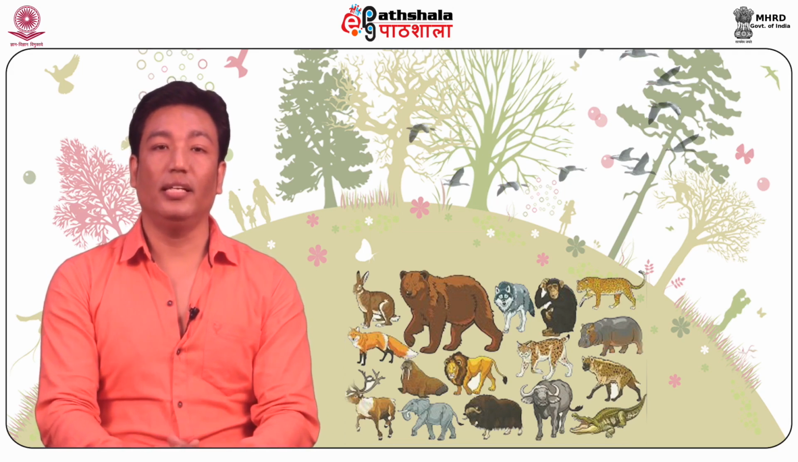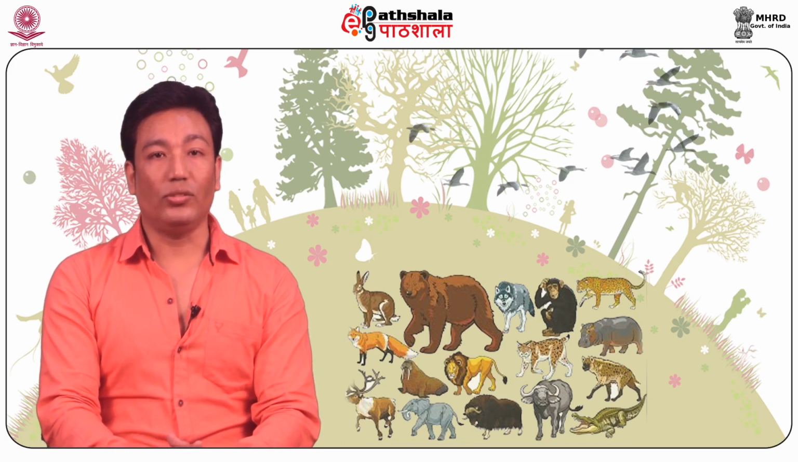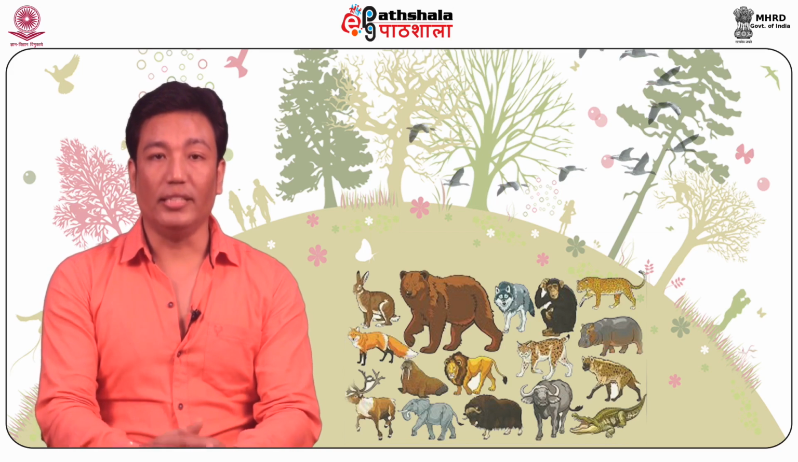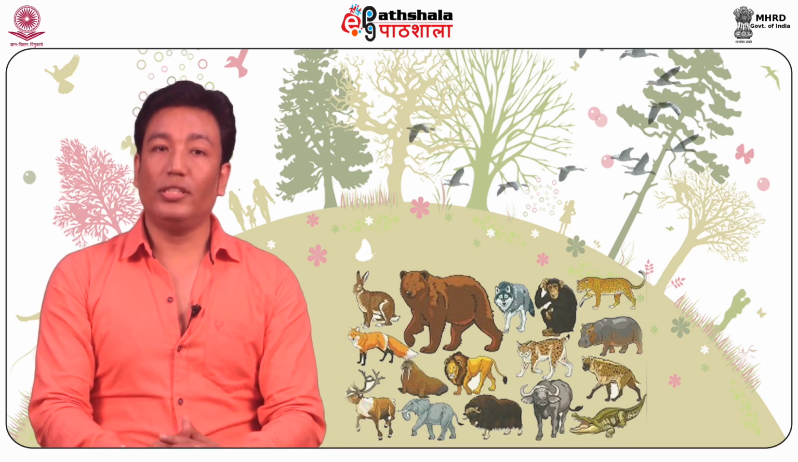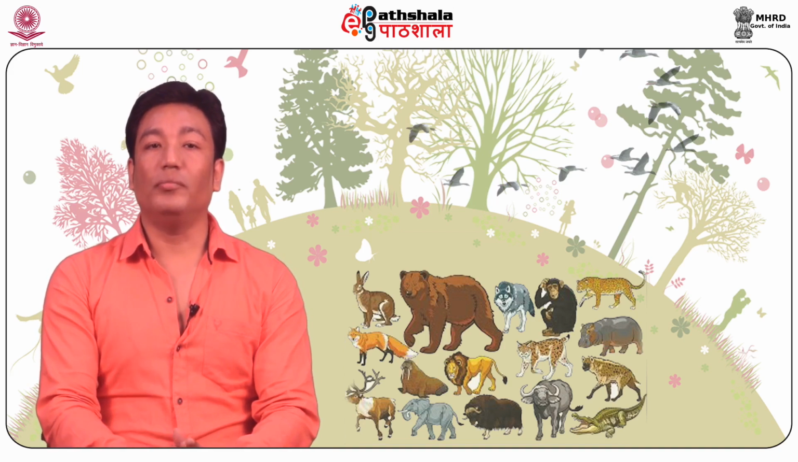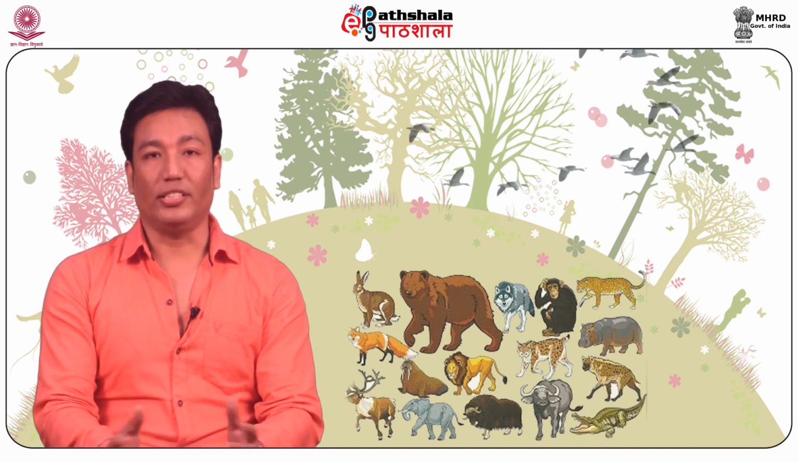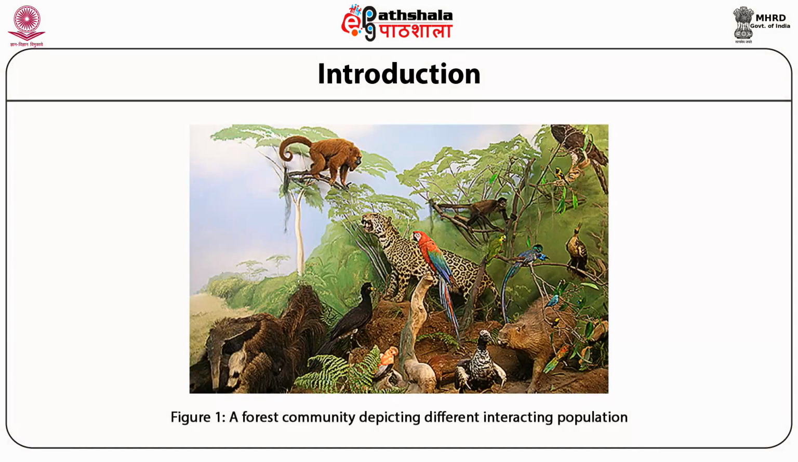If we consider the abiotic component, especially the environment, associated with the biotic community component, the different organisms, then it will be called an ecosystem. Ecosystem and community vary on the basis of environmental factors. This figure represents a forest community depicting the different interacting populations.